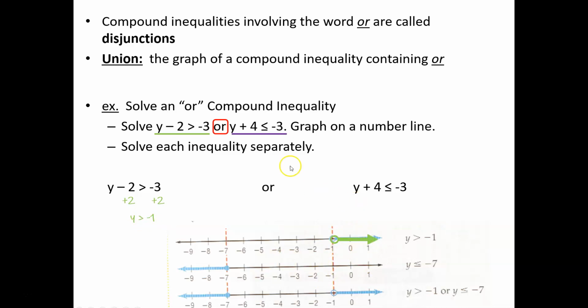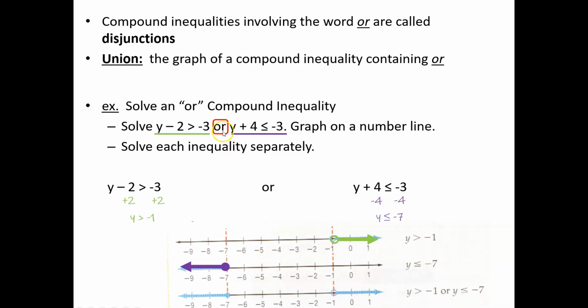Now let's work on the other inequality, the purple inequality. y plus 4 is less than or equal to negative 3. Let's subtract the 4. We get y is less than or equal to negative 7. That extra ink means we need some extra ink, and we're going to fill in the circle right here. And it's going to be everything that's smaller than negative 7.